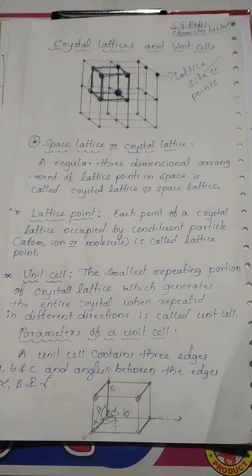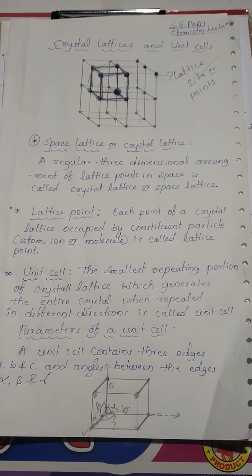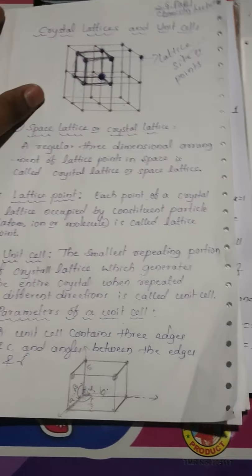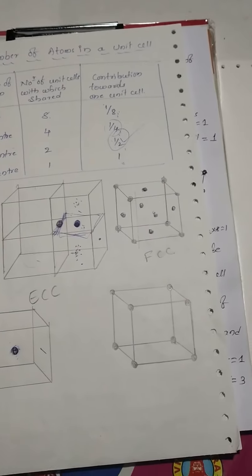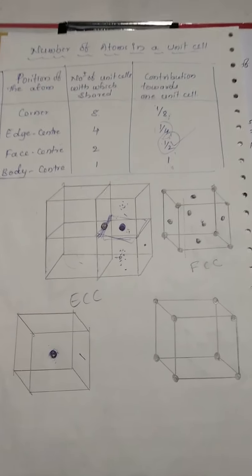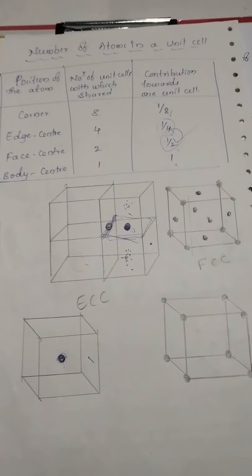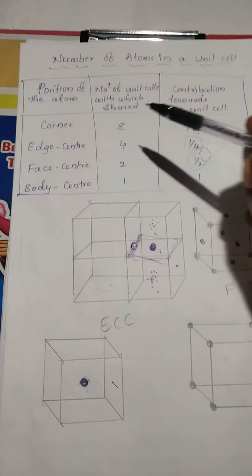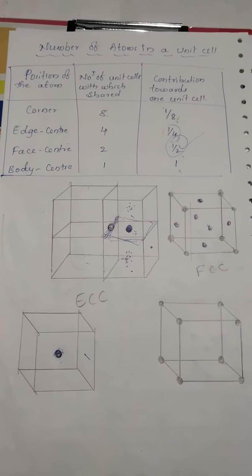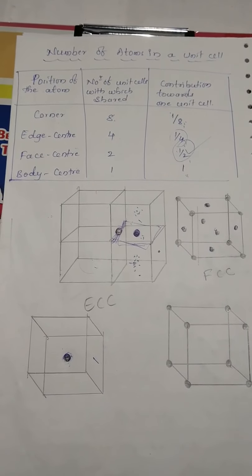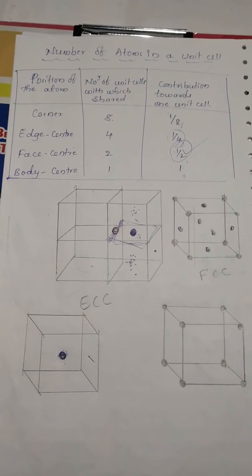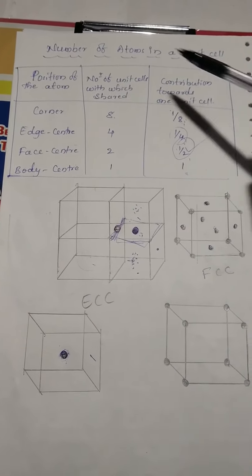In the last video I was discussing the number of particles present in a unit cell, or the number of atoms in a unit cell. Just listen here. Before going to the calculation of the number of particles present in a simple cube, BCC and FCC, first we should understand this table.